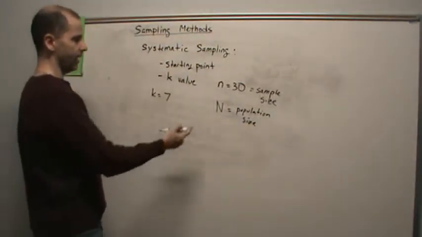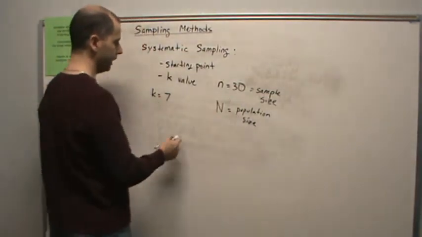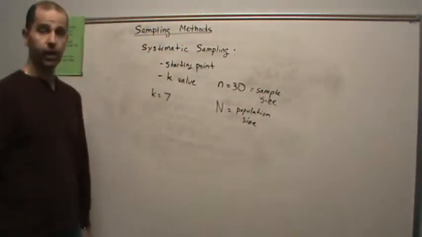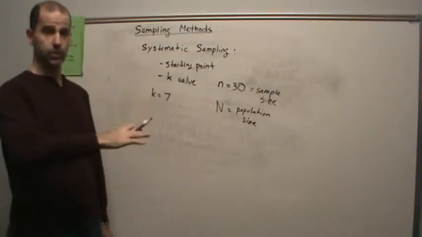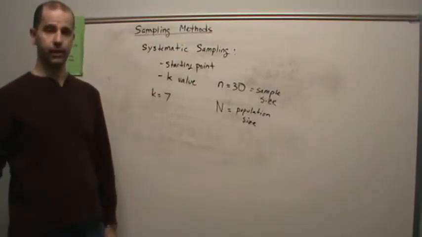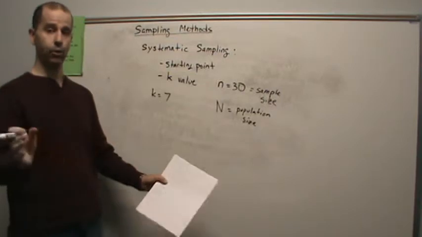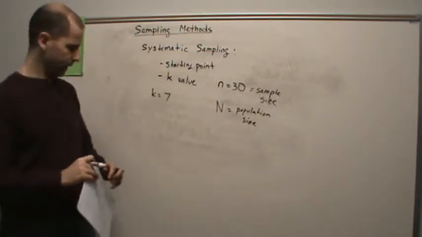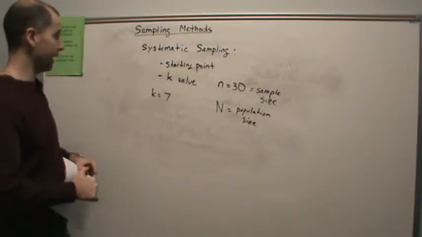So in this case, I want a sample size of 30, k is equal to 7, so what I would do is I would just start with the first person and I would count every seventh person until I had my 30 people, and that would be my sample. That's how simple systematic sampling works.